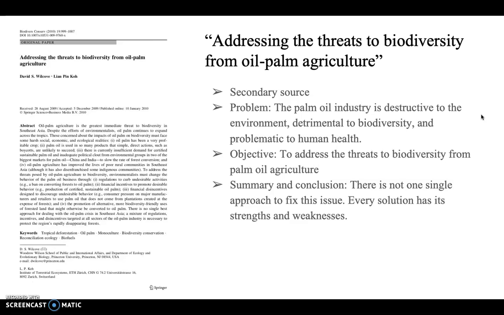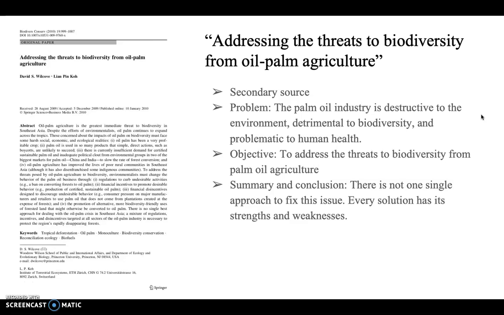As far as primary and secondary sources, this is a secondary source, I realize, because it is not a first-hand account of experiences or experiments in this industry. It's more of a speculation and an overall summary of the issues that we face because of the palm oil industry.